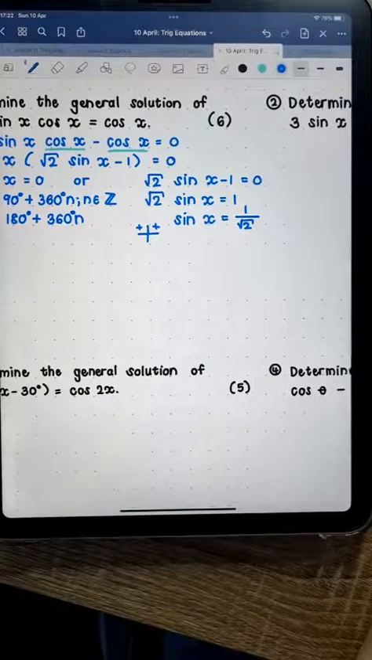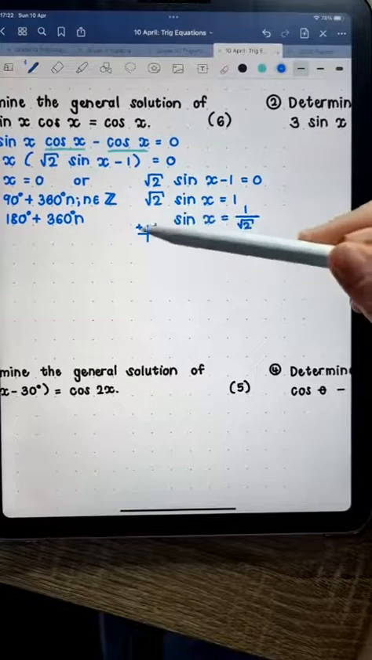Cos 180 is plus minus. I'm not sure what you mean by that. But okay, I'm going to carry on here.